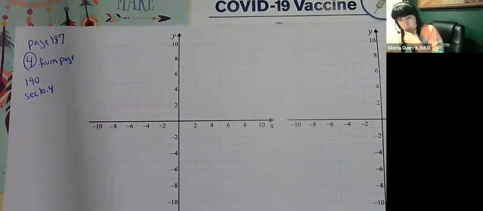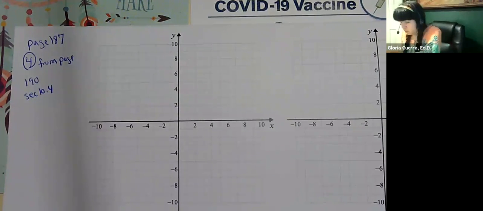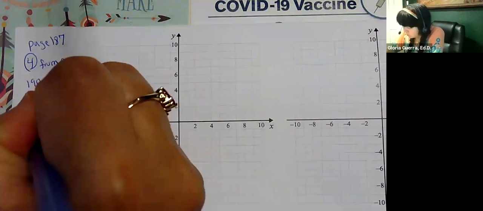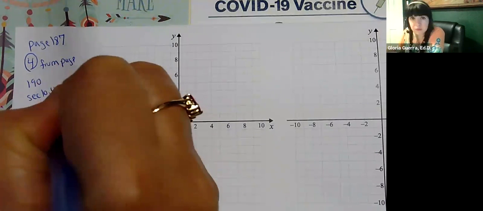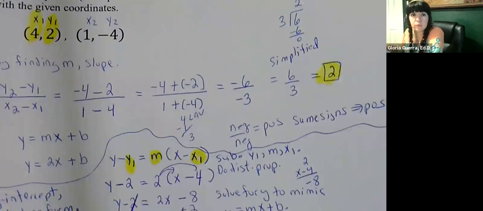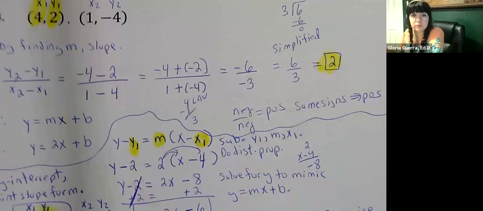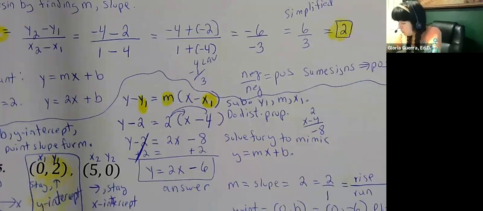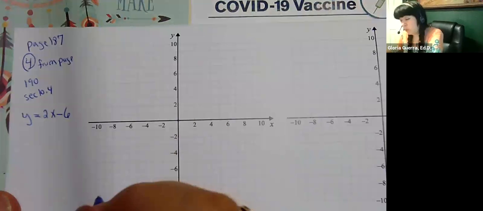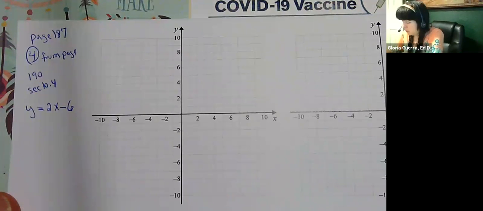But I'm going to practice something from 10.3. So you know how on number 4 we ended up with y equals 2x minus 6? Remember? For number 4, we ended up with y equals 2x minus 6. Okay, well, for practice, I'm going to graph this using our slope-intercept method.